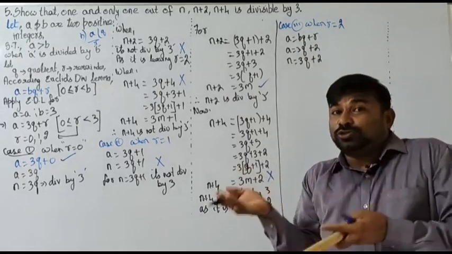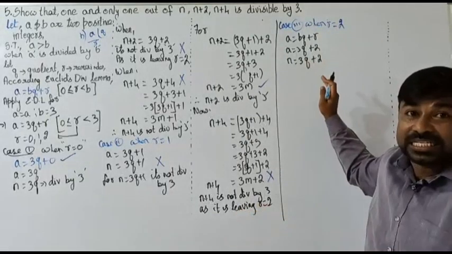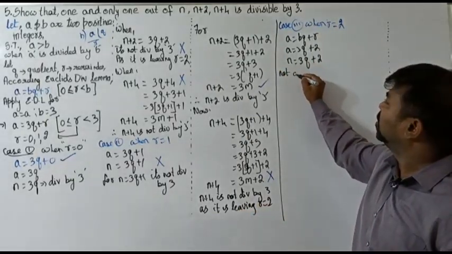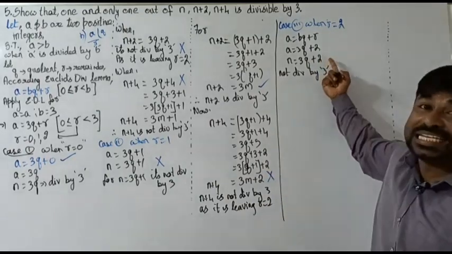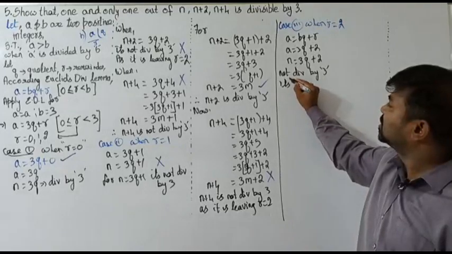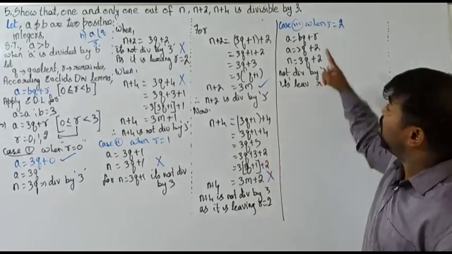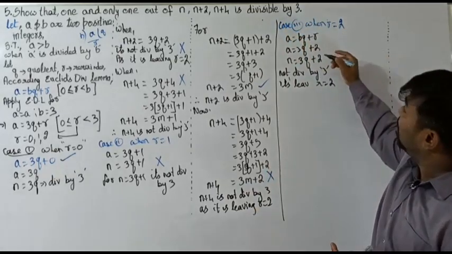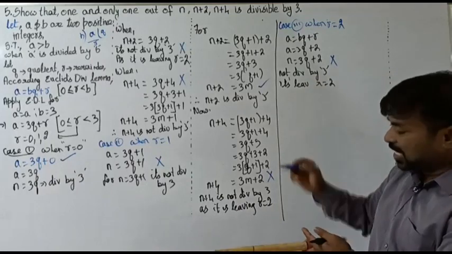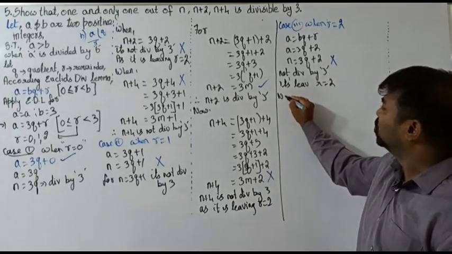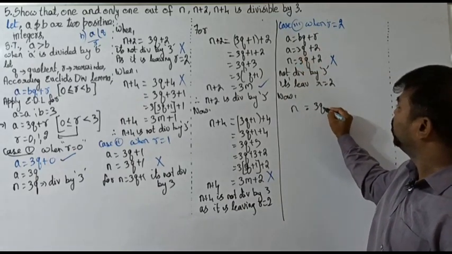Now for n is equal to 3q plus 2, in case 3, when r is equal to 2, is it divisible? Not divisible by 3. Can you please tell me why? Because it is leaving remainder 2. Okay, now in case 3, we went for n. Here for n, it is not divisible. Now let us take n plus 2. Now we know n is equal to 3q plus 2.